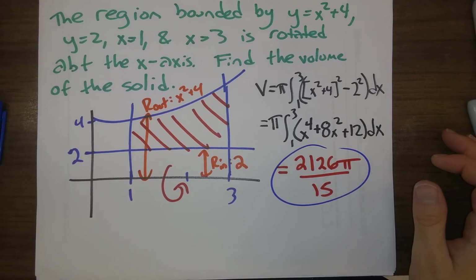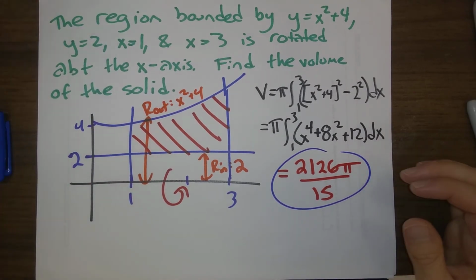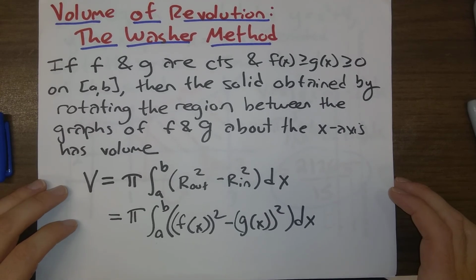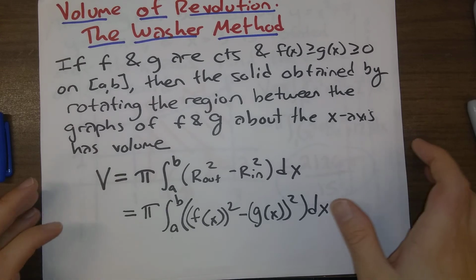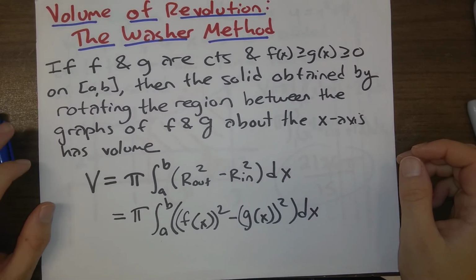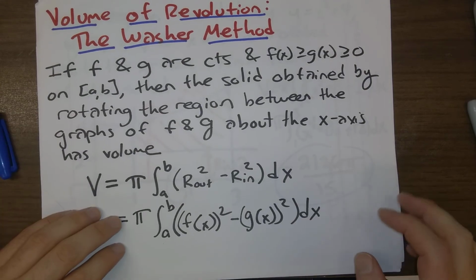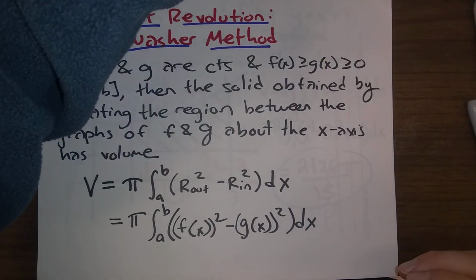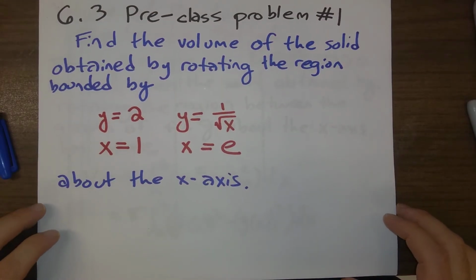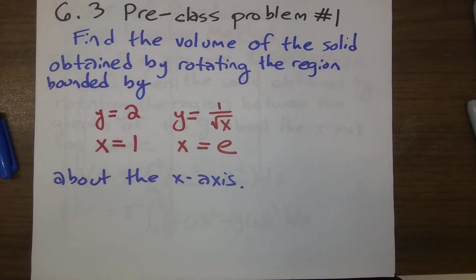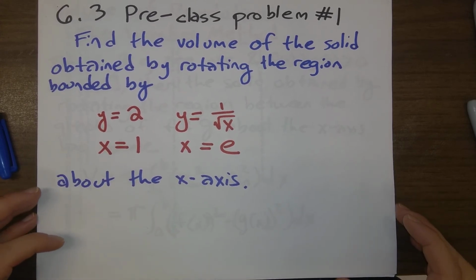Okay, so let's recap this video. This is the big formula you need. If you're rotating the region that's trapped between two curves about the x-axis, this is the formula you want to go with. To conclude this video, let's have our first pre-class problem for section 6.3. Find the volume of the solid you get by rotating the region bounded by those four curves about the x-axis. It should be very much just like the problem we just did.